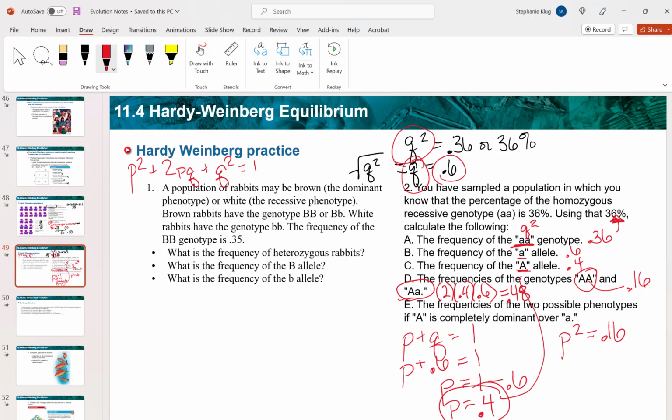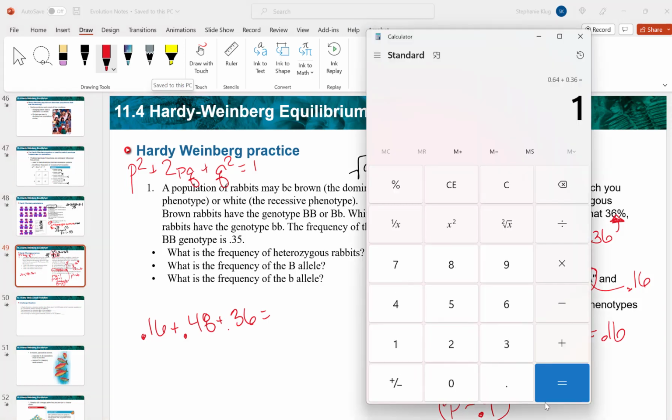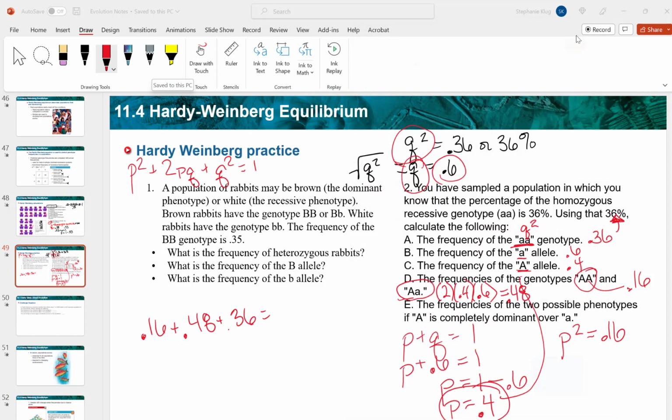Now, how do we know if we're right? Let's plug it in. So we said P squared was 0.16. 2PQ is 0.48. And Q squared is 0.36. Now, if I get out my trusty calculator, 1. Exactly perfect. So again, start with your Q squared, which is what they gave you, and work your way back.